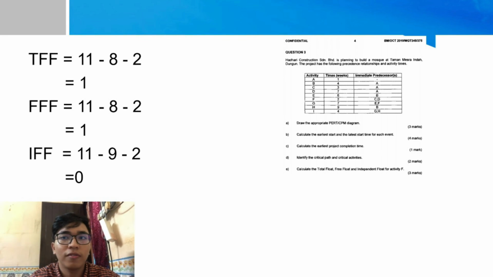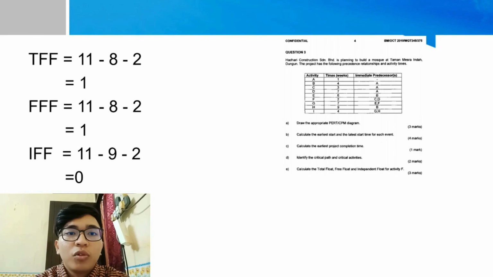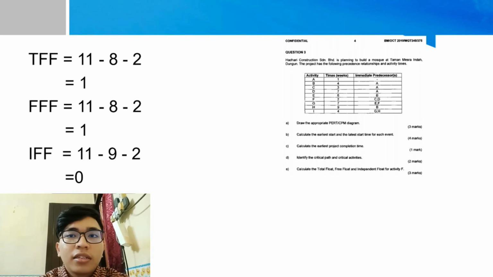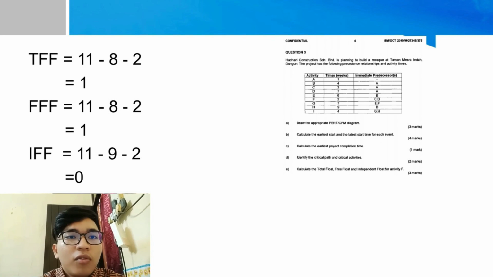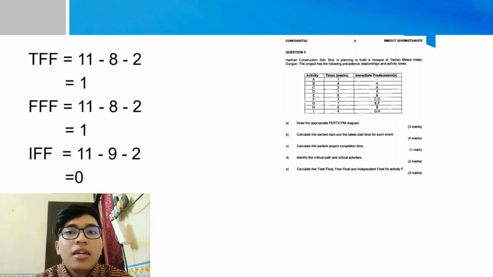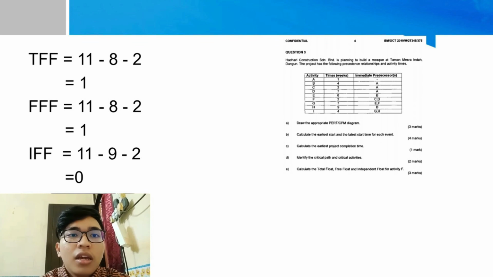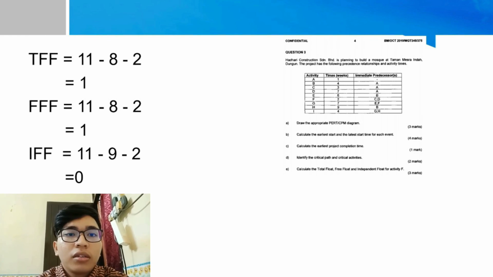Calculate the total float, free float, and independent float for activity F. First is the total float of activity F. Activity F is in the path between 5 and 6. First thing first, for total float of activity F, we need to find the LET and then the previous EET and minus the duration time. So the LET of activity F is 11, and then the previous EET, which is 8, and minus 2, which is the duration time, is equal to 1, which is 1 week.